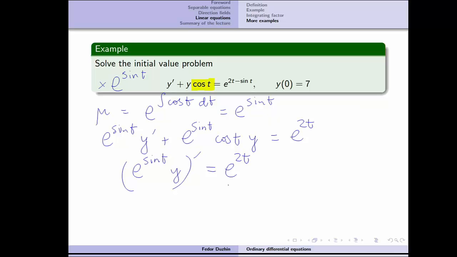But then it means that e to the sine t times y is the antiderivative of e to the 2t. So let me write it. e to the sine t times y is actually the antiderivative of e to the 2t dt, which is, what is it? 1/2 e to the 2t plus constant.